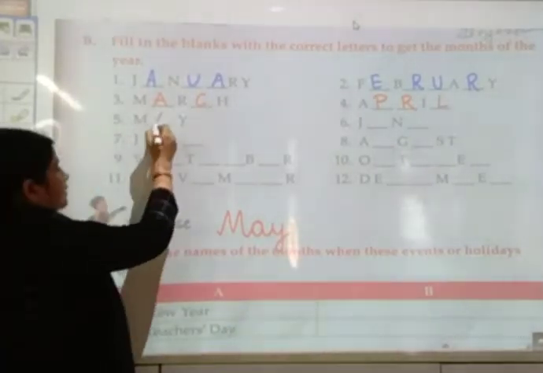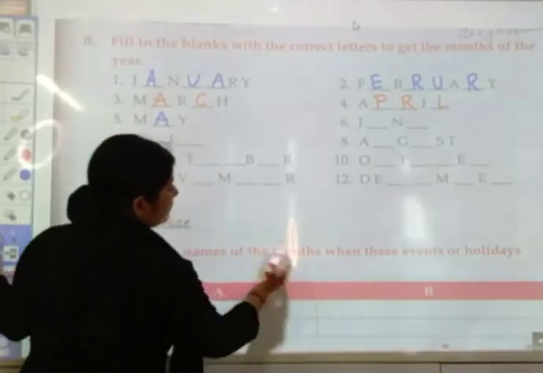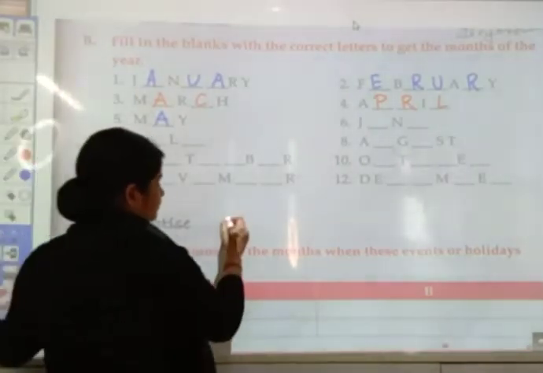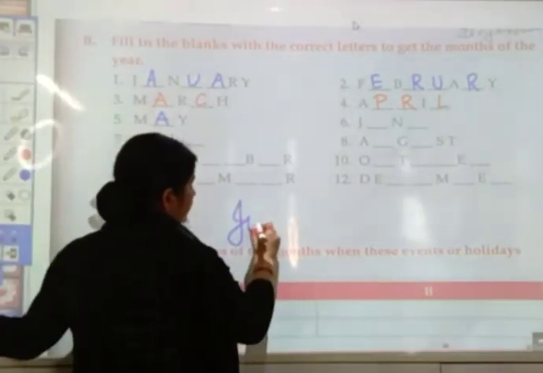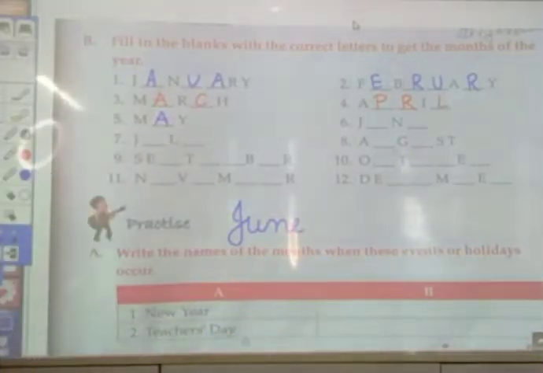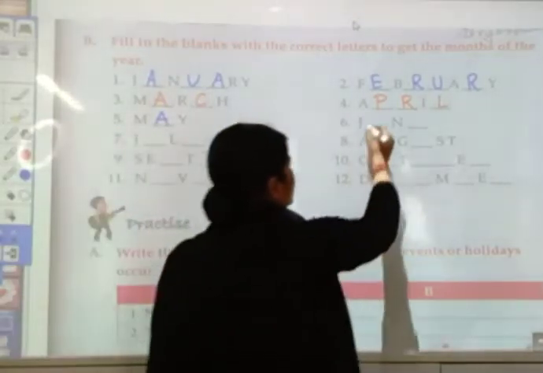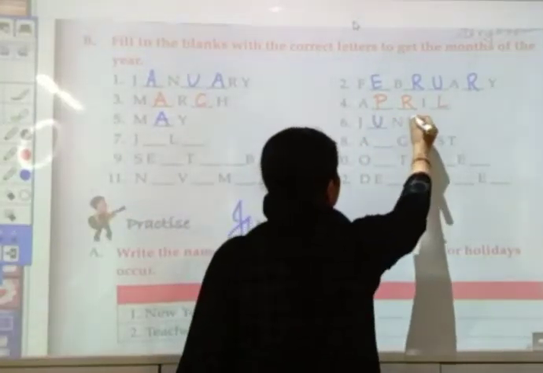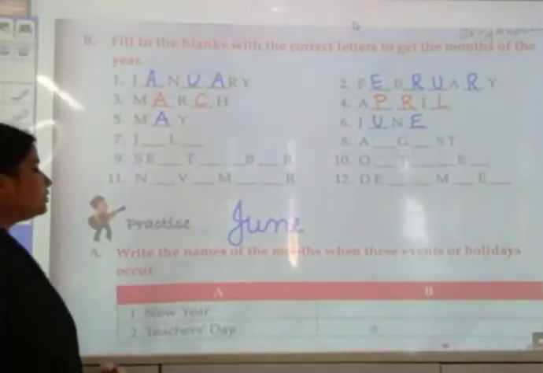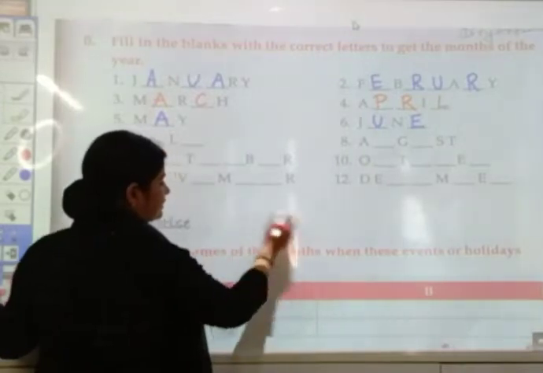M-A-Y, May. The next month, that is the 6th month of the year, is June. J-U-N-E, June. J-U-N-E, June. After that, the 7th month of the year is July.